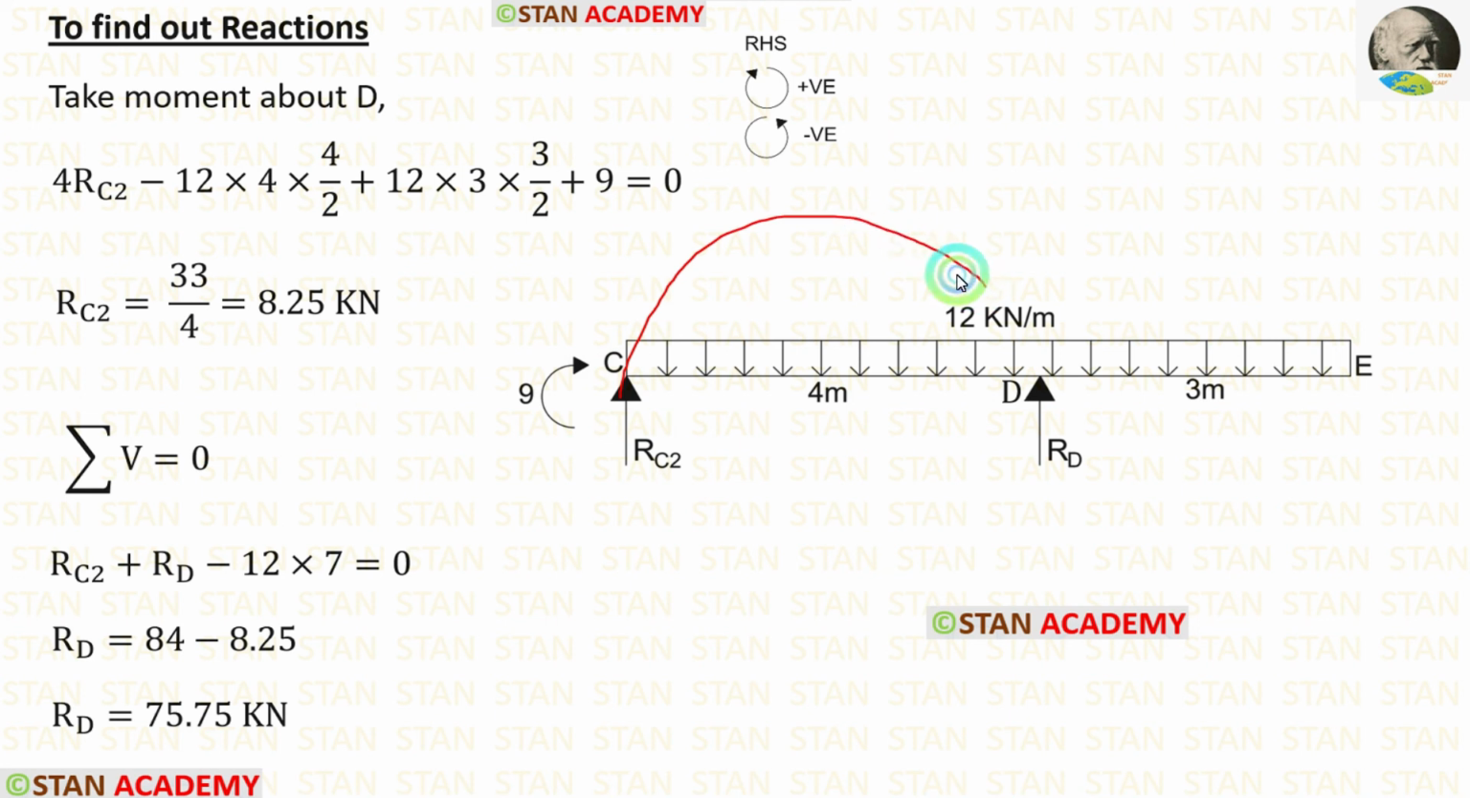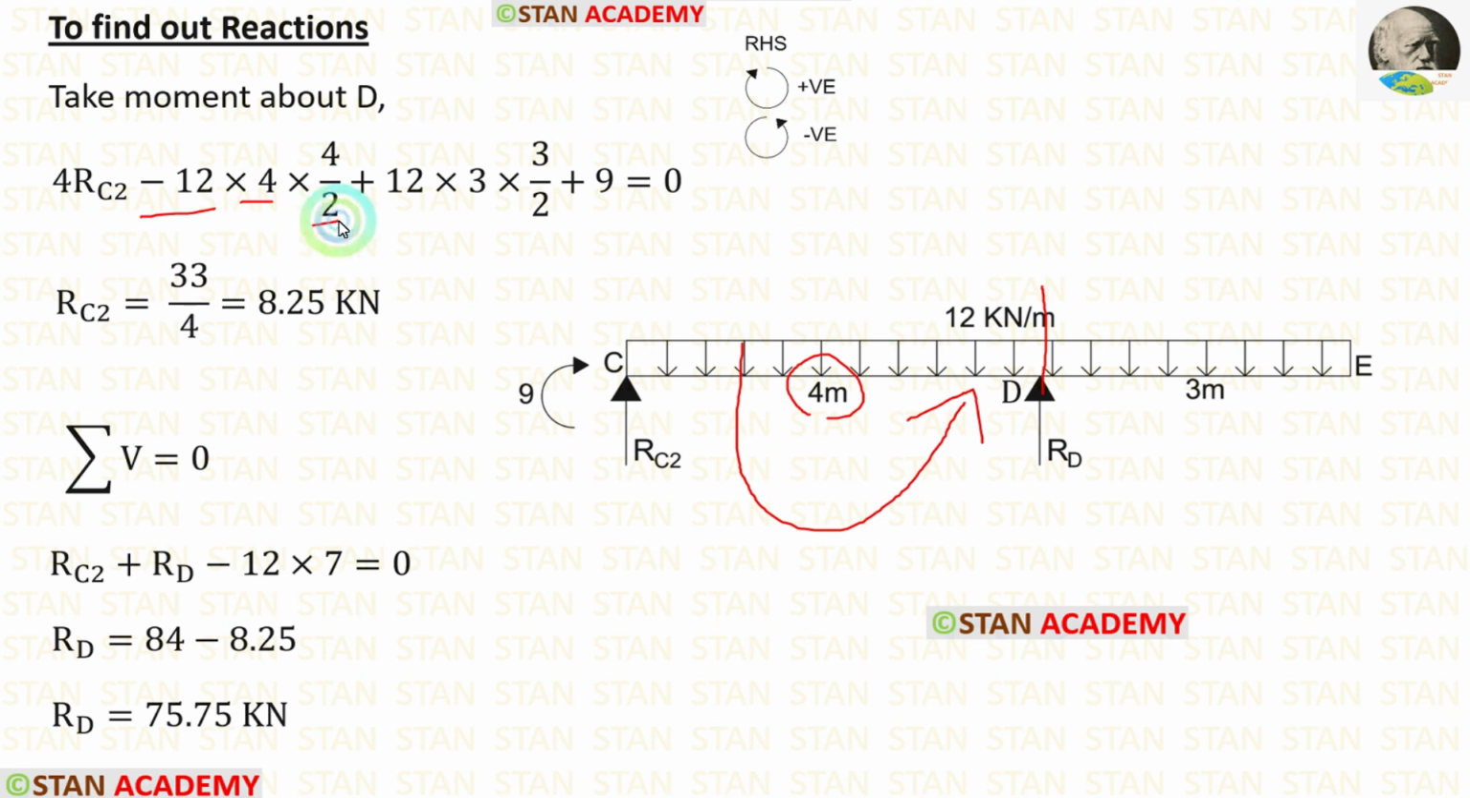RC2 is acting towards the point D in the clockwise direction, so it will be positive and the distance is 4 meter. So for RC2, then we have to take the UDL. We have to split the UDL into two parts. First in the span CD, then in the overhanging DE. In the span CD, it is acting towards the point D in the anticlockwise direction, so it will be negative. When the UDL comes, we have to multiply the load with the distance and distance upon 2.